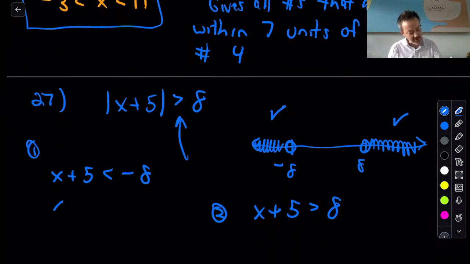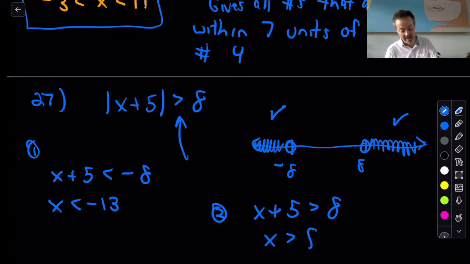Well, we can subtract 5 from the first one. -8 minus 5 is going to be -13. And then x plus 5 greater than 8. If we subtract 5 from both sides, we'll simply get that x has to be greater than 3.